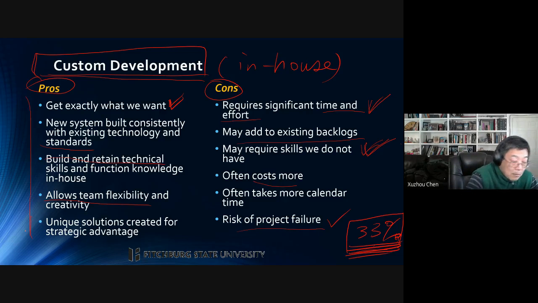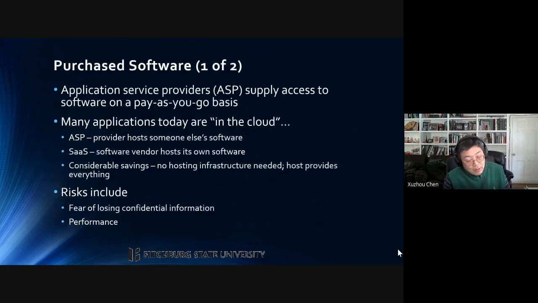So, things like this could happen if you try to develop in-house. For some projects, the risk is relatively low. But if you try to build a system that no one else has already built, then you may have some kind of risk. Always remember this: only a 33% success rate. So IT projects are typically high risk, high return projects. So that's the custom development.